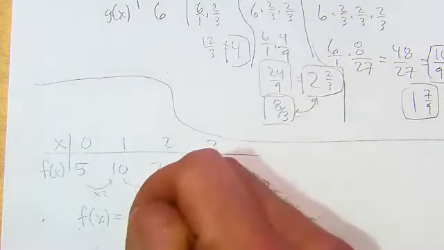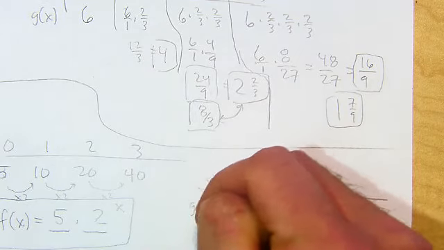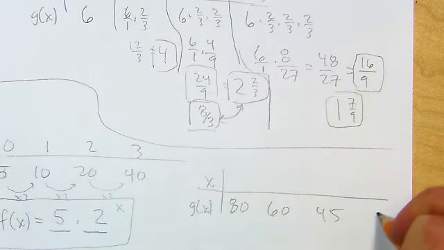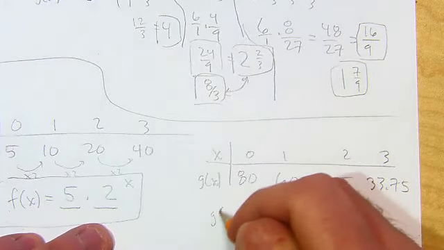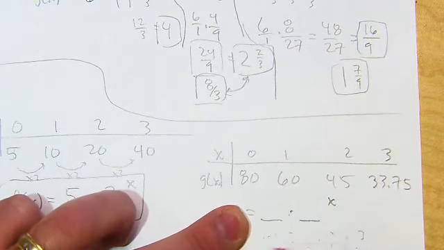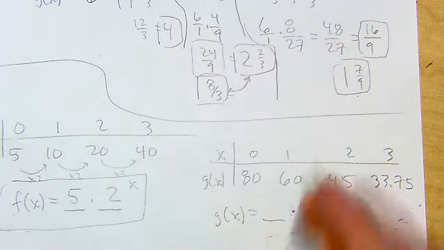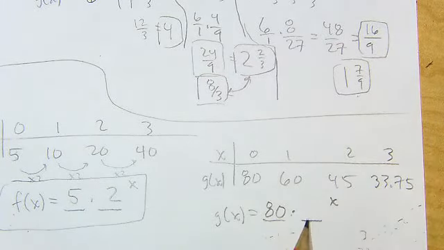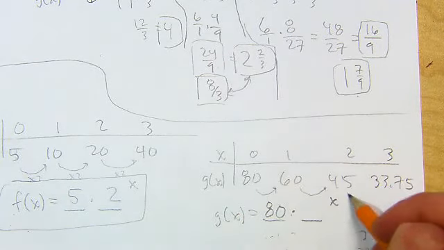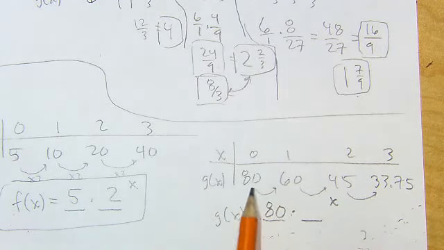Let's do one more of those. A little bit trickier one. Say g of x. Let's say it goes like 80 and then 60 and then 45 and then 33.75, okay? 0, 1, 2, 3. Okay, so again, we're trying to write out a function or equation. It'll look like this, blank times blank to the x. Okay, so what goes here is that starting value, the 80, but now it's the matter of what are we multiplying by each step to get from 80 to 60, or to get from 60 to 45, or 45 to 33 and a half.